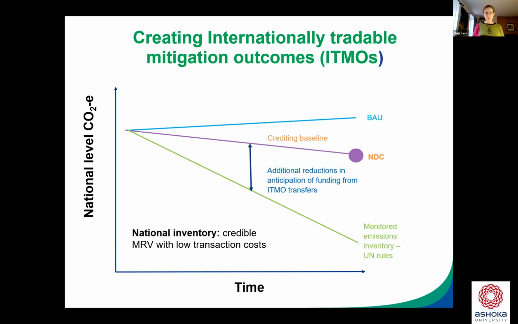And then the difference between the crediting baseline and the measured emissions is the amount that would potentially be rewarded through the mechanism. So those are the additional reductions that could be transferred through ITMOs.